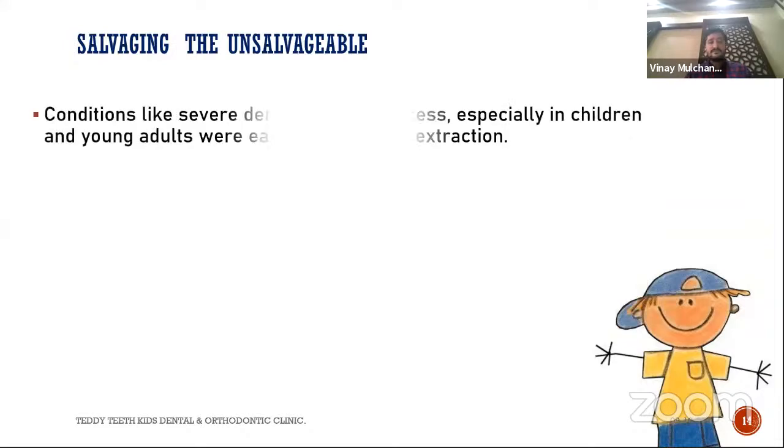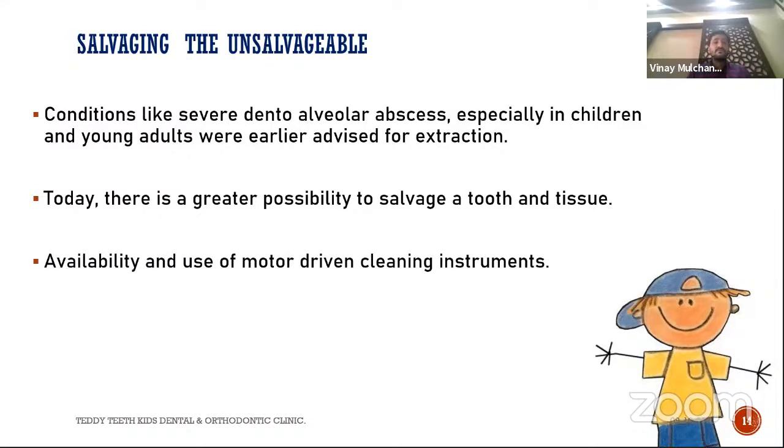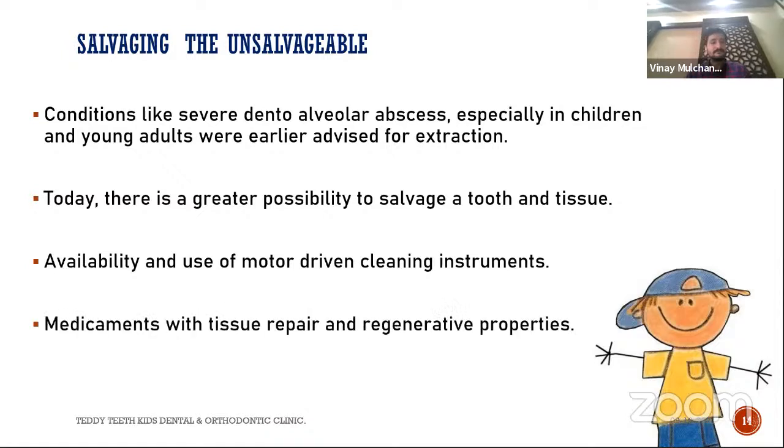Now, what has changed from earlier years is salvaging the difficult tooth. Difficult conditions like a severe dento-alveolar abscess, especially in children and young adults, were earlier advised right away for extraction. We were not able to save such a tooth. Today, there is a greater possibility to salvage a tooth and tissue which is severely damaged. Motor-driven cleaning instruments have come into the picture. Earlier, most root canal treatments were done with hand instruments. Now, with motor-driven instruments, things have become more efficient and faster.